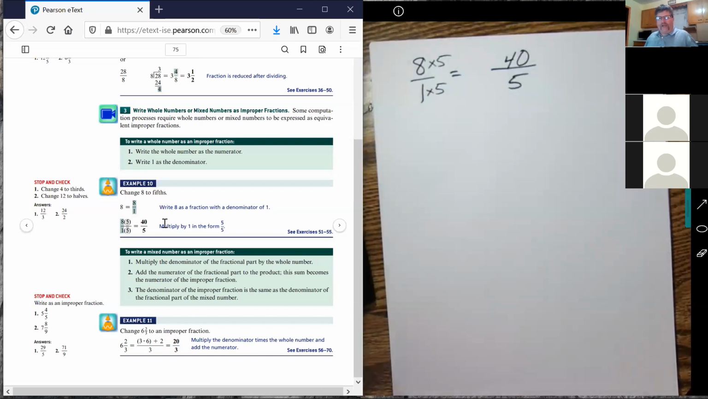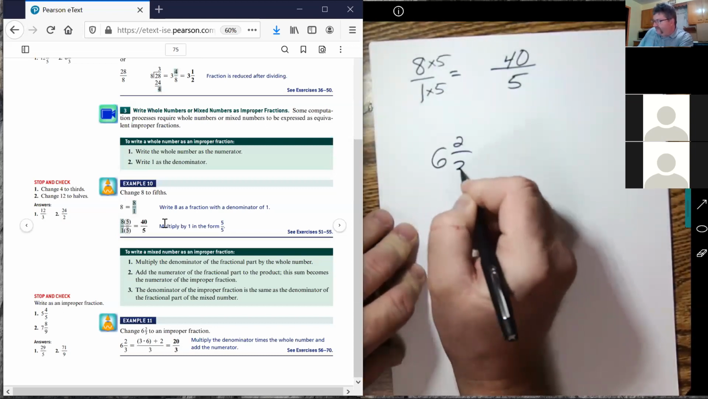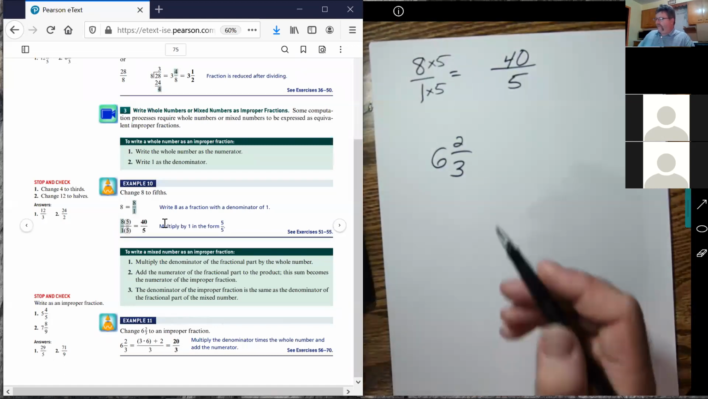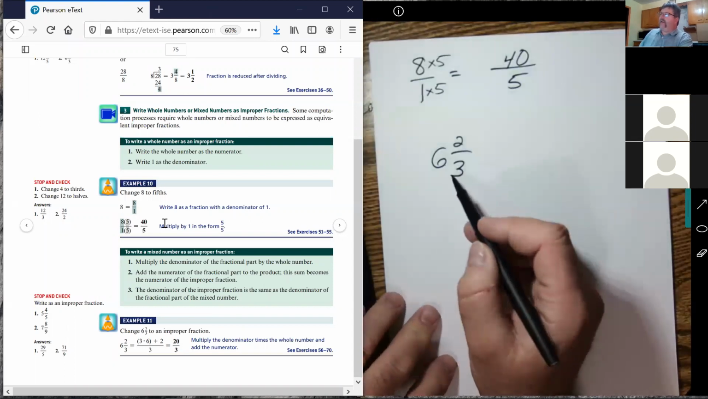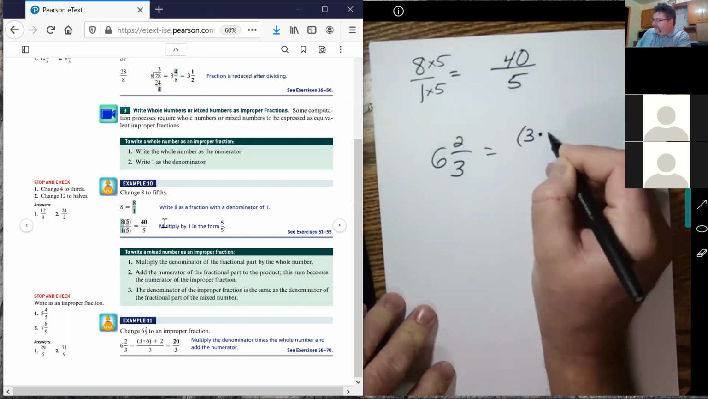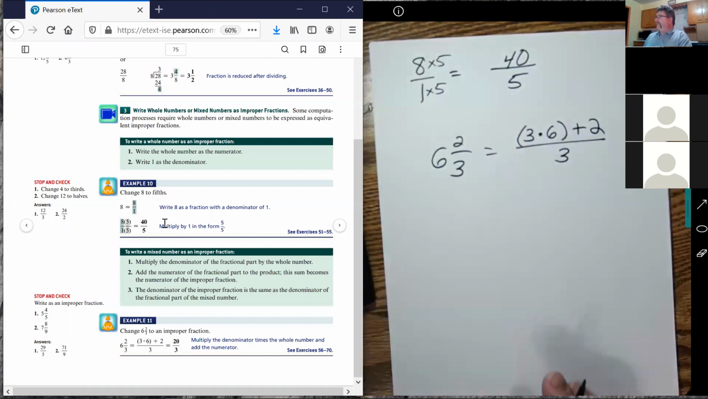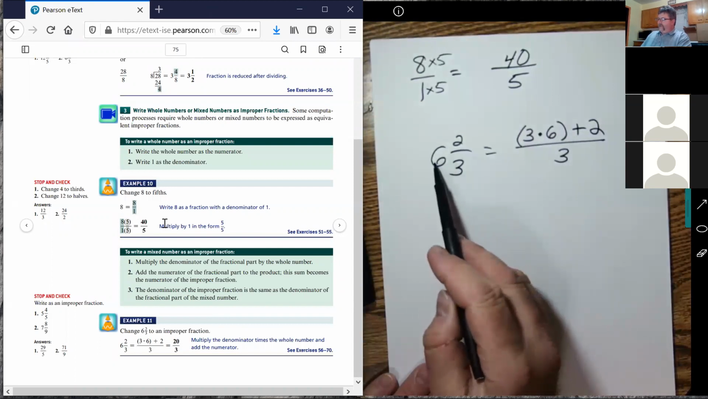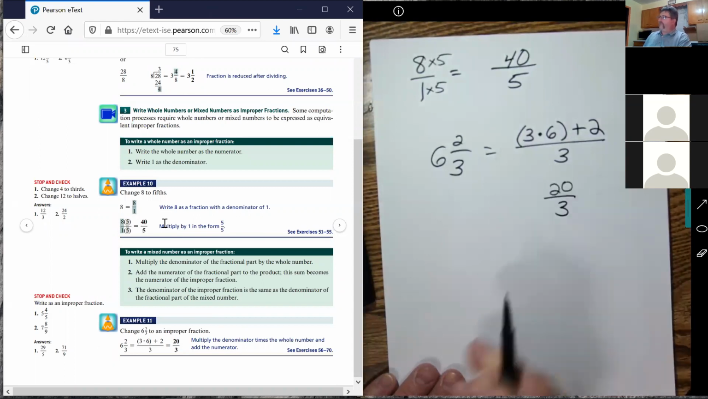Yep. Right. How about changing a mixed number back to an improper fraction? Now we went from improper to mixed by performing the division. How about if I go the other way? What if I have 6 and 2/3, and I want to turn that into an improper fraction? Well, the procedure is, you take the denominator times the whole number, and then I'm going to add the numerator, and that's all over the same denominator. So 6 times 3 is 18, plus 2 more is 20. So I'm going to get 20 over 3.